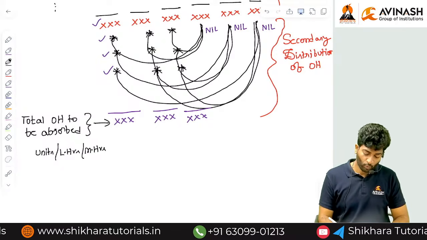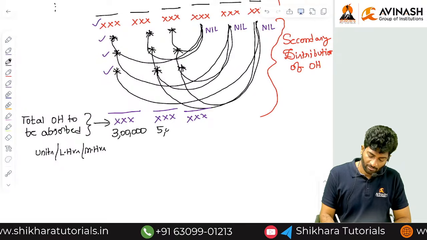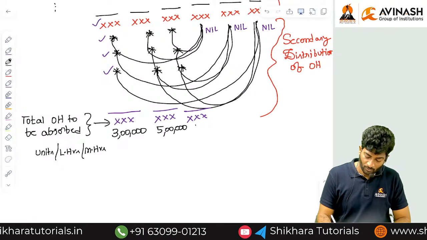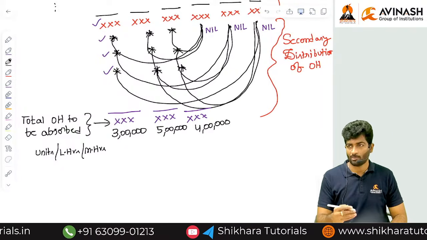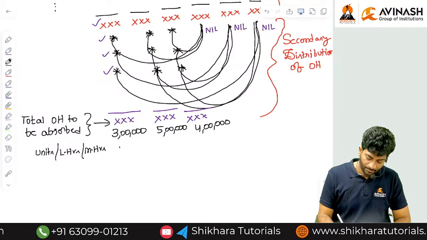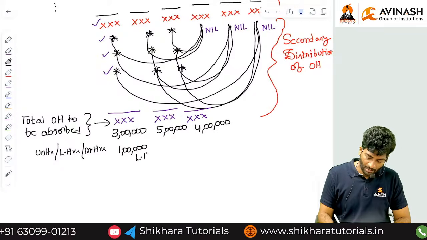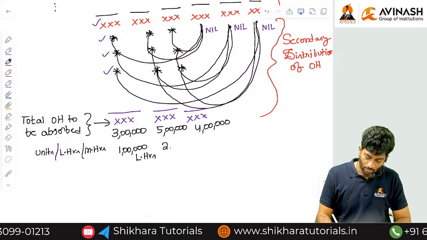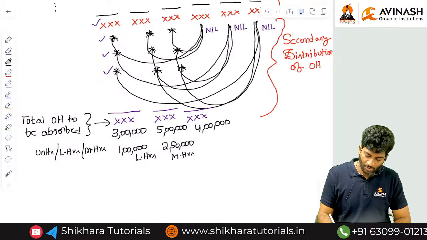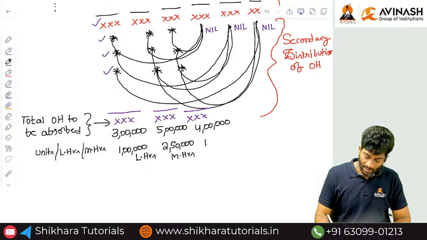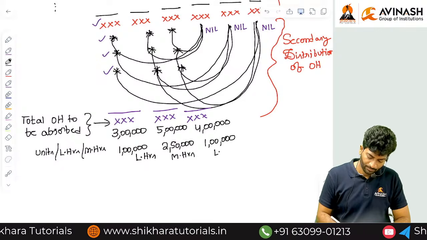Now production department 1, say for suppose let this number be 3 lakhs, 5 lakh, 4 lakhs. So this is the total. Now the respective machine hours or labor hours used in the respective departments: 1 lakh per hour, 2,50,000 hours, again 1 lakh, is labor hours only.